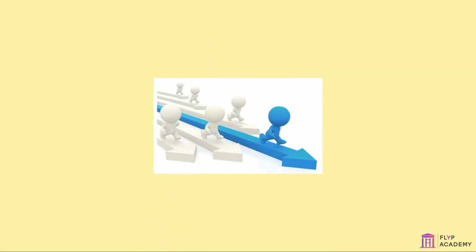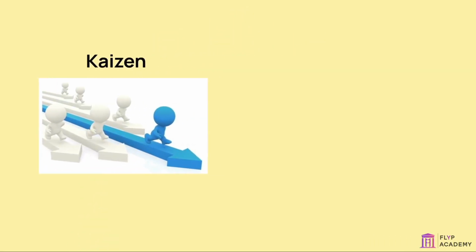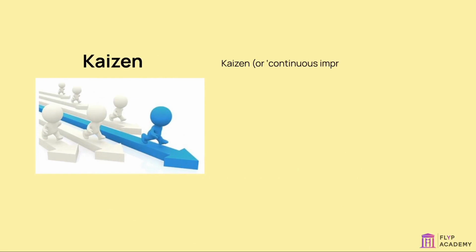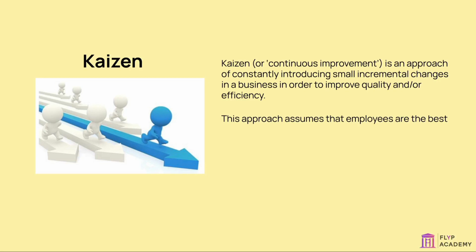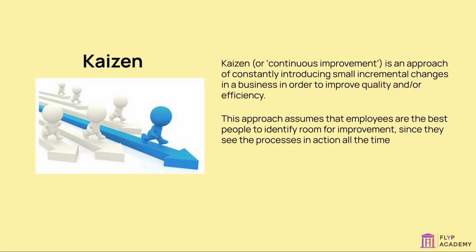Let's move on to Kaizen. Kaizen, or continuous improvement, is an approach of constantly introducing small incremental changes in a business in order to improve quality and/or efficiency. This approach assumes that employees are the best people to identify room for improvement, since they see the processes in action all the time.